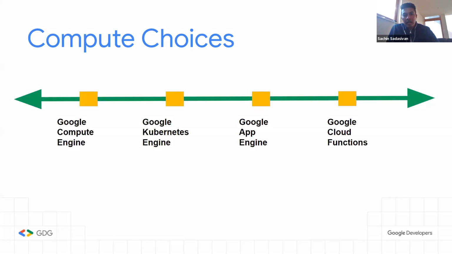So in the case of Google, the spectrum of compute choices we already discussed will be like this. From the bare metal side, the VM resource provisioning is taken care of by Google Compute Engine, the container orchestration is Google Kubernetes Engine, the application deployment is Google App Engine, and serverless is Google Cloud Function.